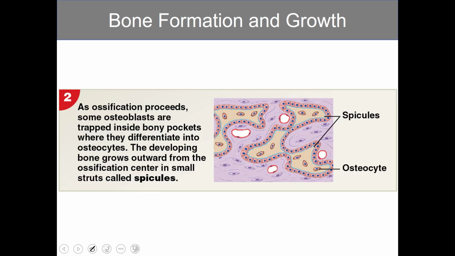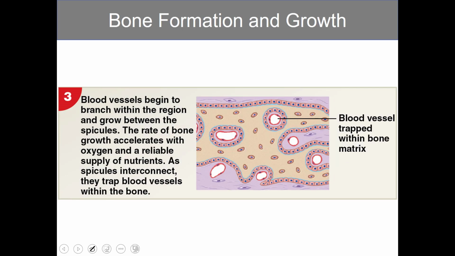As ossification proceeds, osteoblasts get trapped inside of bony pockets where they ultimately differentiate into osteocytes. And the developing bone grows outwards from the ossification center in small struts called spicules. You can see here in this image these spicules are just growing out from these areas of ossification centers as bone is continually laid down.